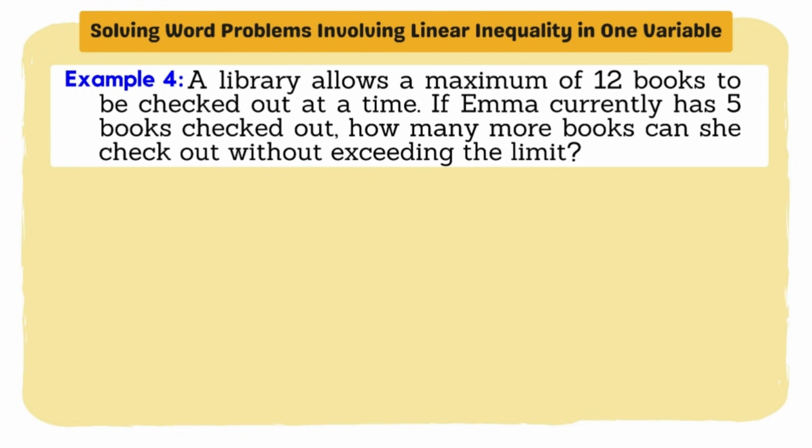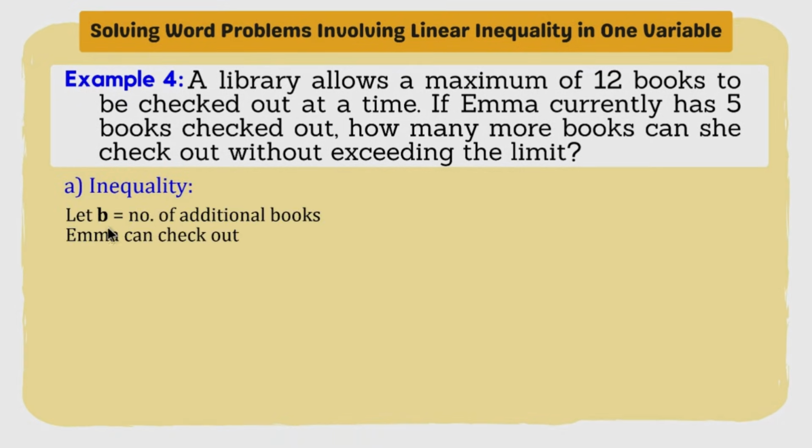Okay, example number 4, we have here, a library allows a maximum of 12 books to be checked out at a time. If Emma currently has 5 books checked out, how many more books can she check out without exceeding the limit? Okay, so we have here the inequality. Let b be equal to the number of additional books Emma can check out.